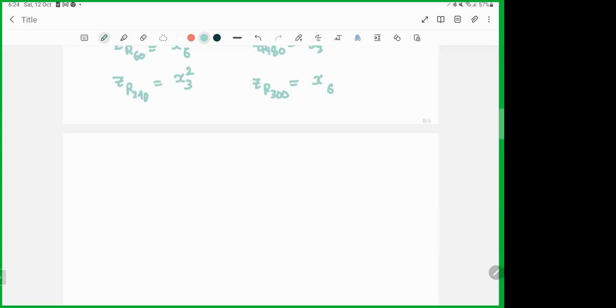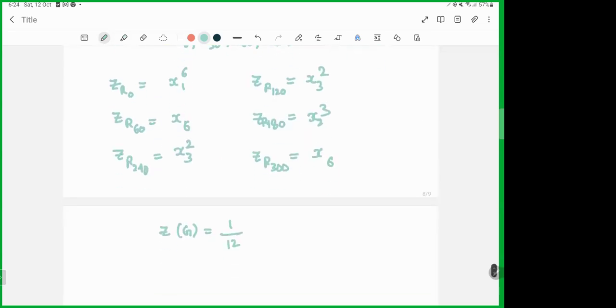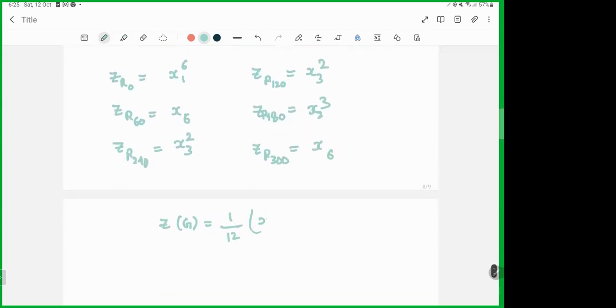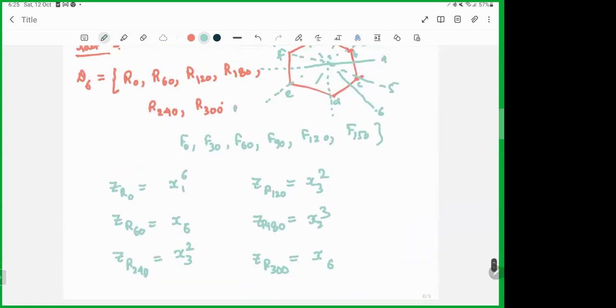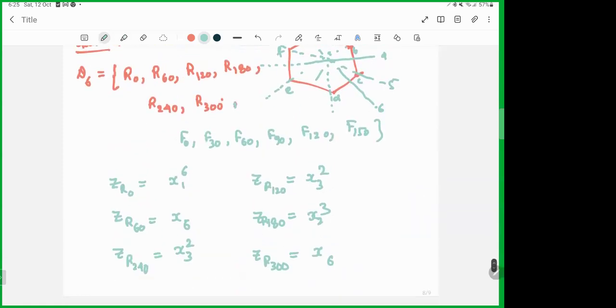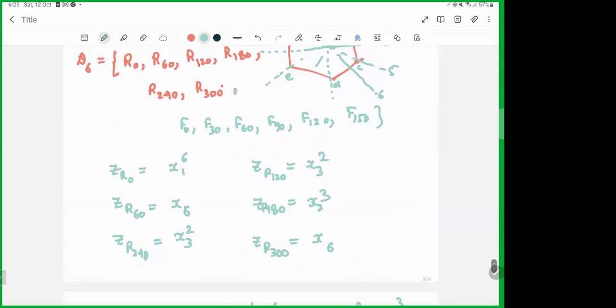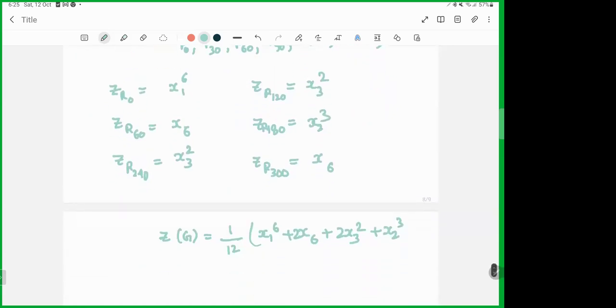So Z is 1/12, because the order of the group is 12, and then the sum of all these things, which is basically x1 to the power 6, then we have 2x6, then 2x3 squared, and then x2 cubes. Similarly for the reflections f0, f30, f60, f90, we have to compute all these reflectional symmetries as well. So just compute these things.